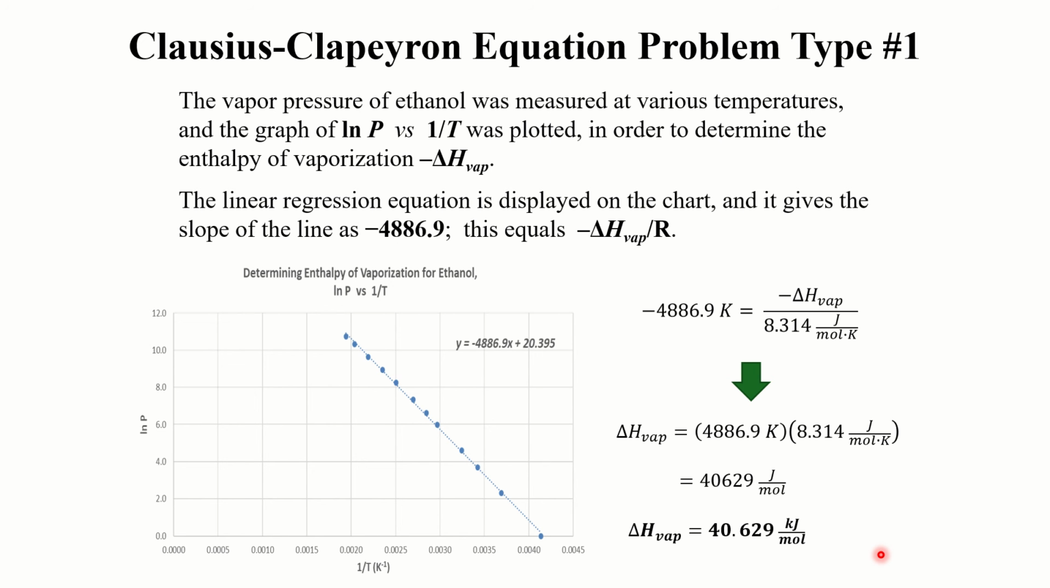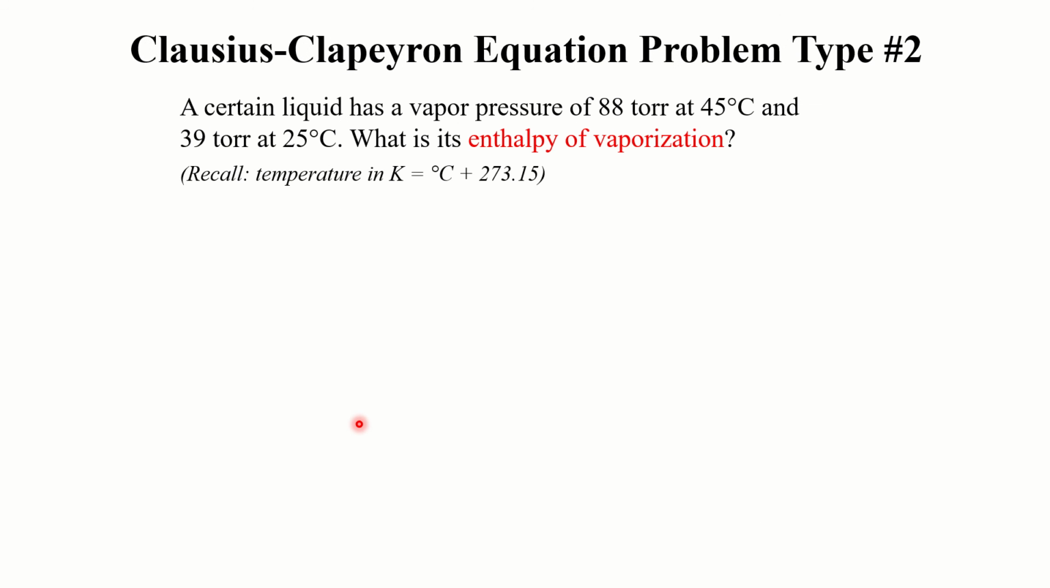So be on the lookout for a problem like this where you'll be given a graph, and make sure you use the first version of the equation, basically the linearized version of the equation, not the version that has the T1, T2, P1, P2 in it.